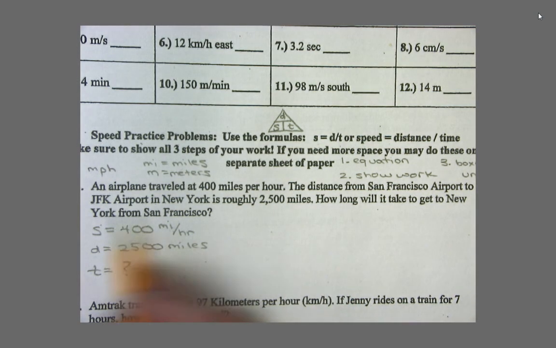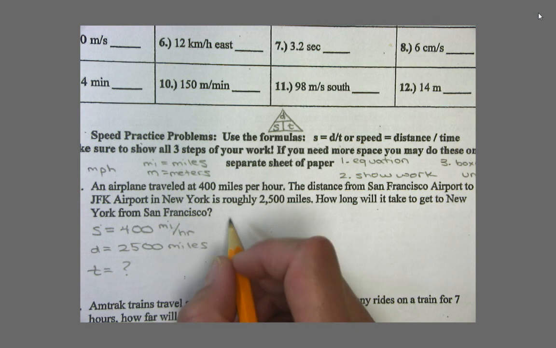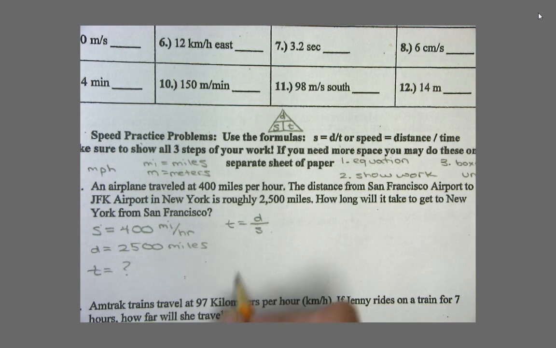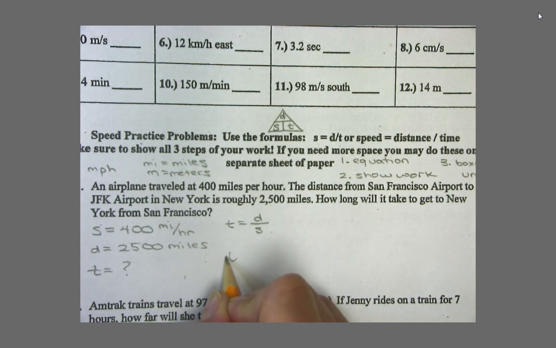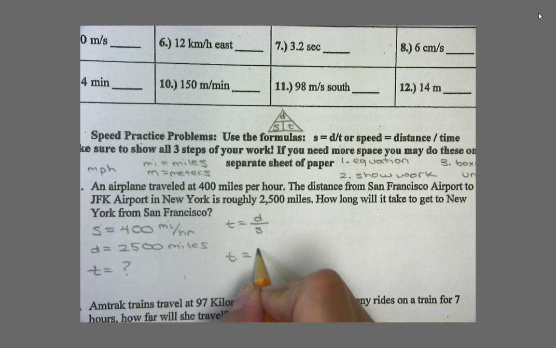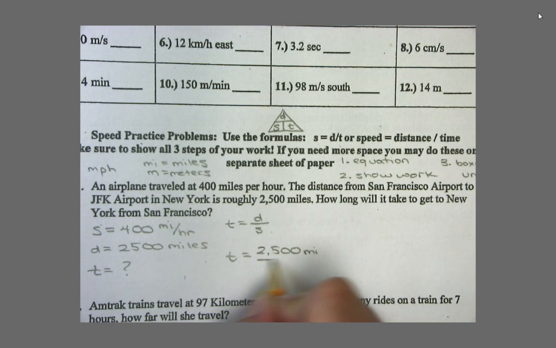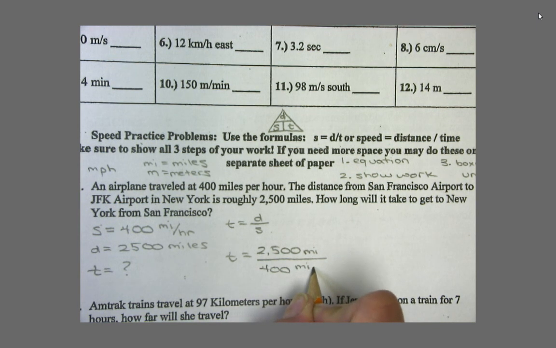Okay, so I have my information here. Now I want to write my equation. My equation is going to be distance divided by speed. Okay, and then I'm going to go ahead and do time. Distance is 2,500 miles divided by 400 miles per hour.